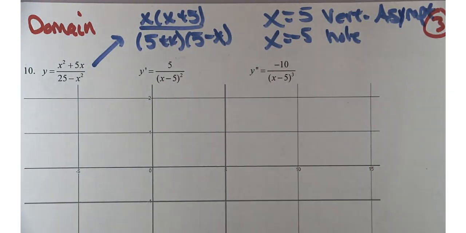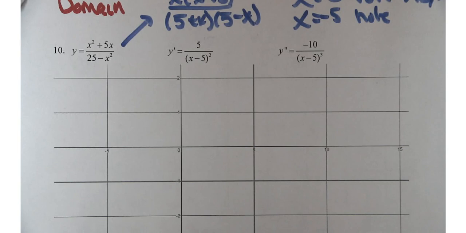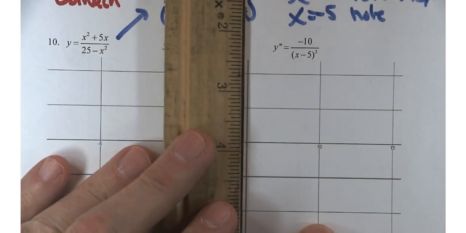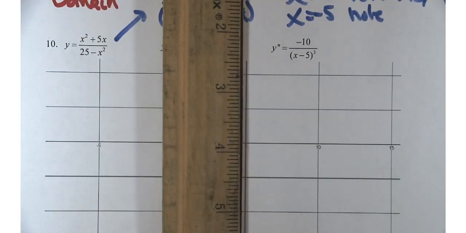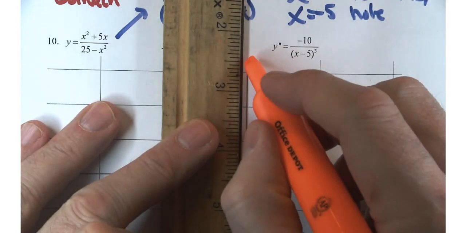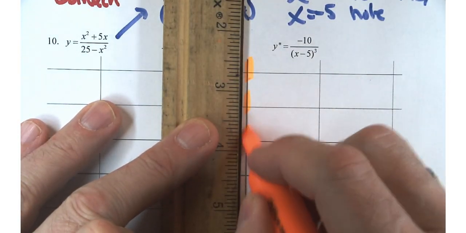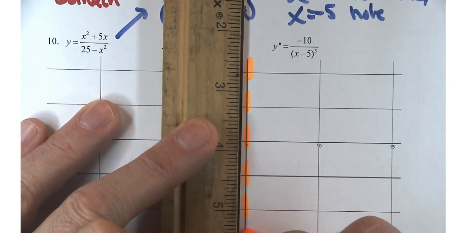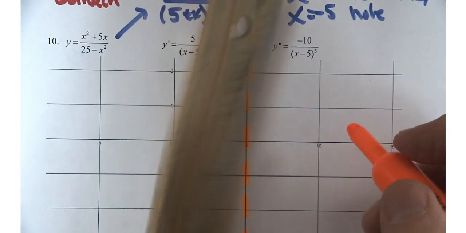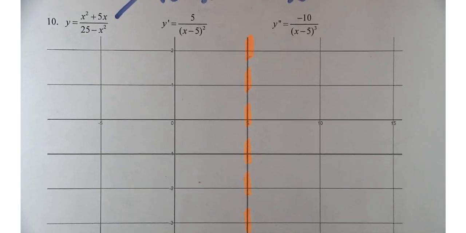All right, so let's put in our vertical asymptote. That's going to be at x equal 5. I'm going to draw that with a nice dashed line. Make that a nice bright orange. I'm putting it as dash because I don't want you to confuse this with an actual part of the graph. It's a feature of the graph. You'll see it, but it's not actually going to be part of the graph itself.